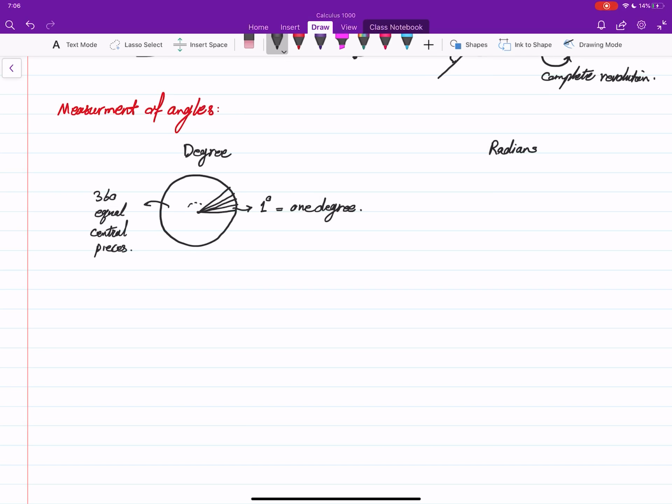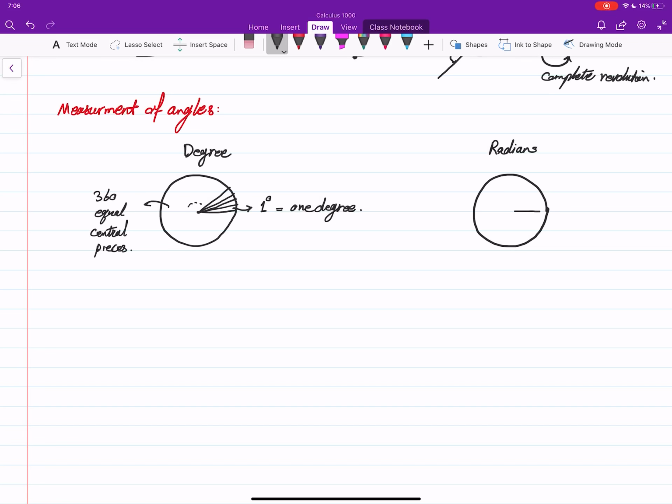Well, there is something very conventional about this degree. Why are we dividing the circle into 360? Why not 400? Why not 1000? Why not 100? This is coming from a historical background, and it has almost no natural meaning in it. On the other hand, the radian has more natural meaning.